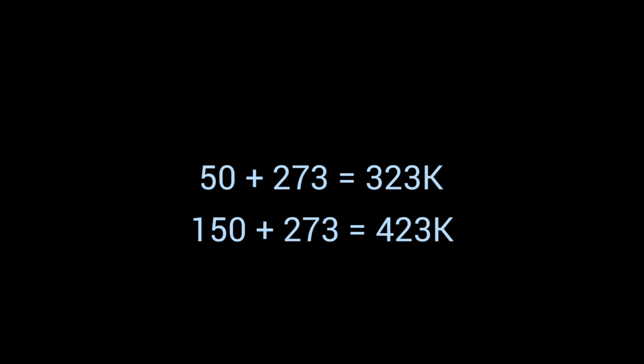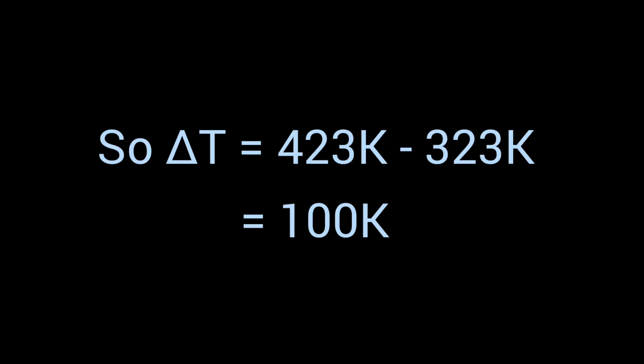Now we're going to convert these values to Kelvin by adding 273 to the higher temperature and to the lower temperature. Then we'll do the same as we did before, bigger number minus smaller number. So 423 take away 323 gives a difference of 100 again. So delta T is 100 no matter which unit of temperature we use.